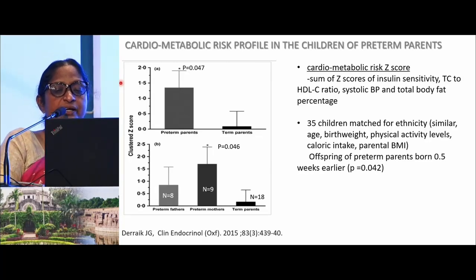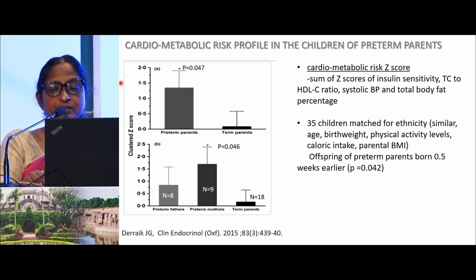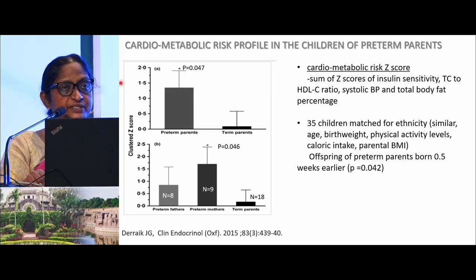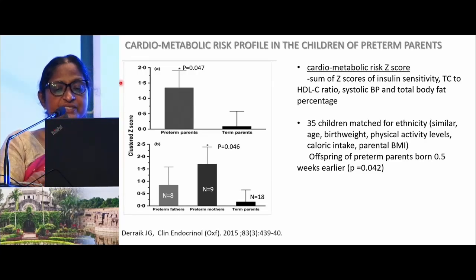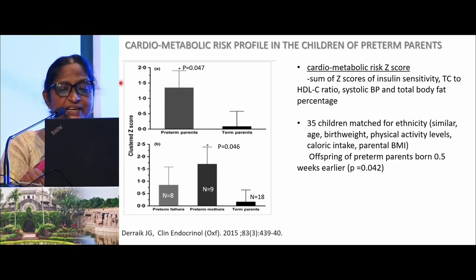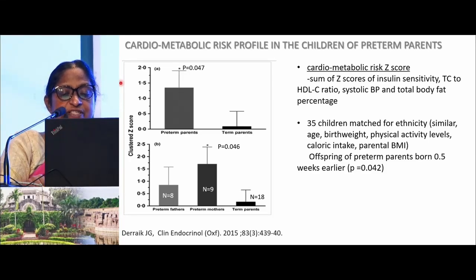We then looked at the cardiometabolic risk Z-score. The clustering of cardiovascular and metabolic risk factors is supposed to be a much better predictor for long-term adverse outcome. So a sum of Z-scores of insulin sensitivity, total cholesterol to HDL cholesterol ratio, systolic blood pressure, and total body fat percentage were taken. 35 children who were matched for ethnicity were included. They were similar in age, birth weight, physical activity, caloric intake, and parental BMI. The only difference was that, although all were born at term, the offspring of preterm parents were born 0.5 weeks earlier, which reached significance.